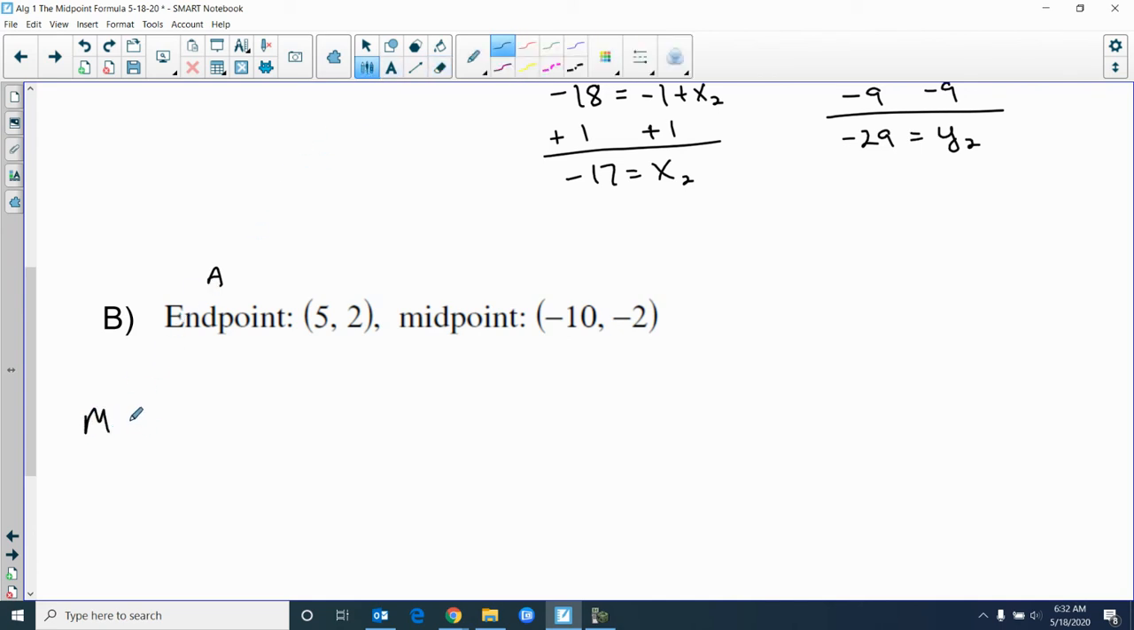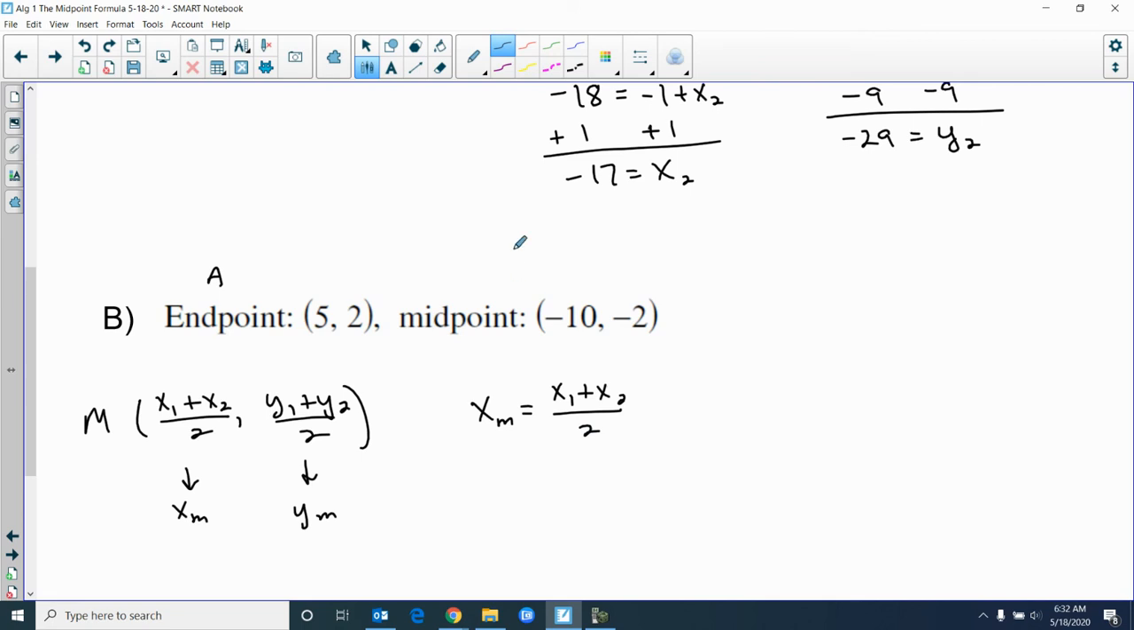We know the midpoint is x1 plus x2 divided by 2, and then you add the y's together. If I break that up, this is x sub m, the x coordinate of the midpoint. This is y sub m. So the x coordinate of the midpoint is the average of the x's, and y sub m is the average of the y's.